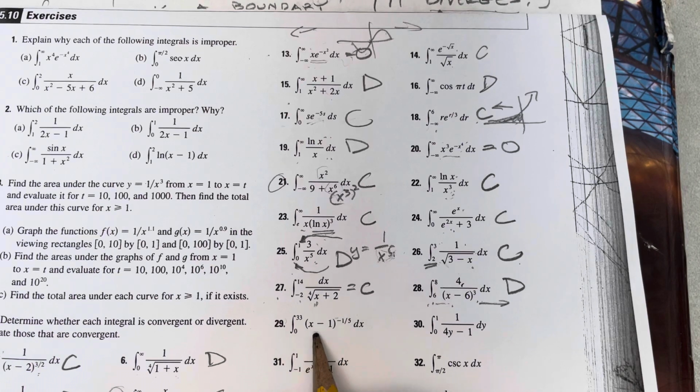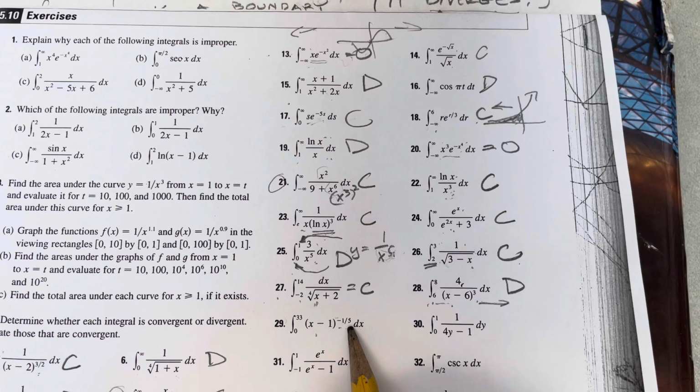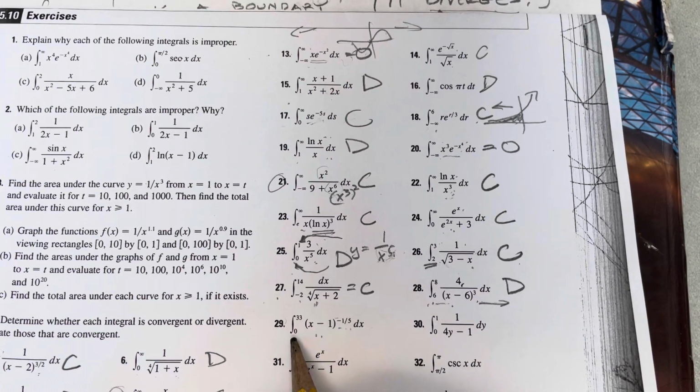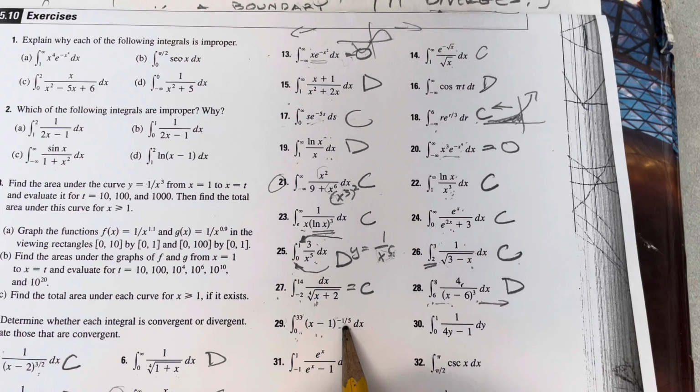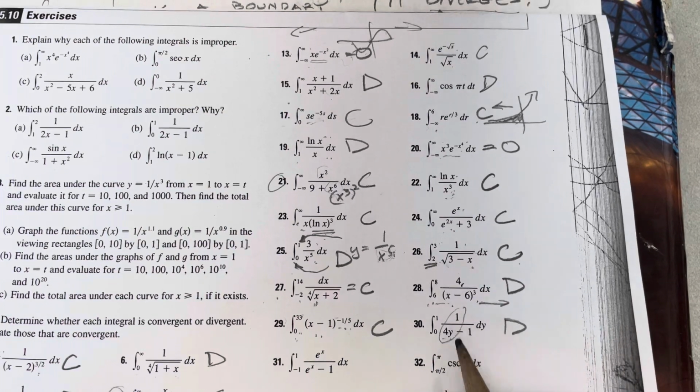Here we've got a function that is to the -1/5, so that's in the denominator, and it's approaching 1 because 1 is between 0 and 3. It's going to do it from both sides, so that's okay as long as this fraction is less than 1, which it is. So this one will converge. Okay, this one is like our boundary. It's 1 over y. That 4 isn't going to help us enough. So this one is going to diverge. It's right on that boundary.